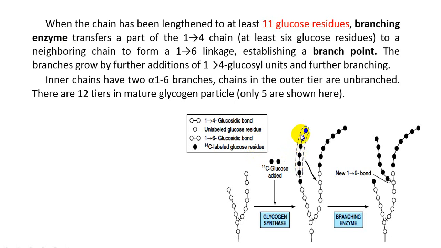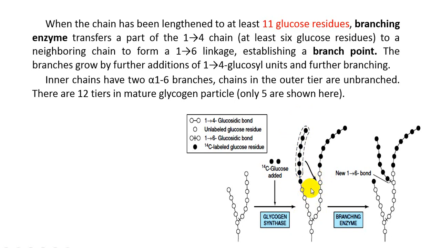Then the branching enzyme will assist in bonding this chain as a branch with the neighbor chain by the 1,6 linkage. Now breaking 1,4, forming 1,6. Each new chain of 11, or a certain chain consisting of at least 6 residues, will be broken at 1,4 and form 1,6 as a branch.